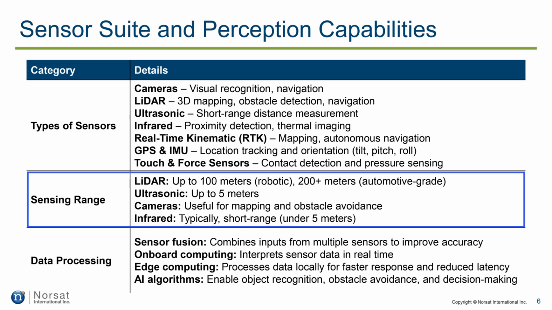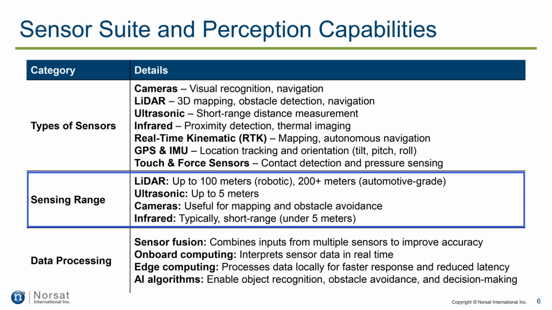A robot-mounted LiDAR may scan up to 100 meters in all directions, while automotive-grade LiDAR can reach distances over 200 meters. A short-range ultrasonic sensor typically detects objects within 5 meters. Stereo and depth cameras add 3D perception, making them especially useful for mapping and obstacle avoidance. Understanding sensing range is important when planning the robot's movement and tasks.